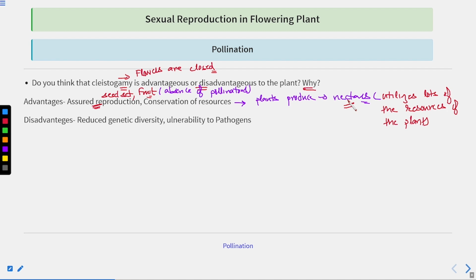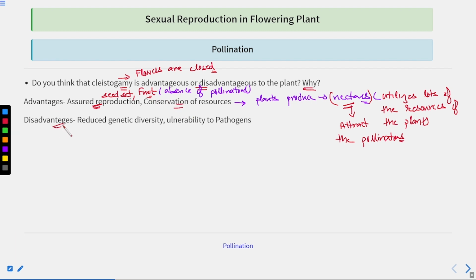producing the nectar, because nectar is produced to attract the pollinators. Like honeybees, they will feed on this nectar, and while they are feeding on this nectar, they transfer the pollen grains to the stigma. Nectars and the production of colors, different types of colors. You know petals are also of different colors. So these colorful petals also attract the pollinators. So the plant can conserve its resources by undergoing autogamy.